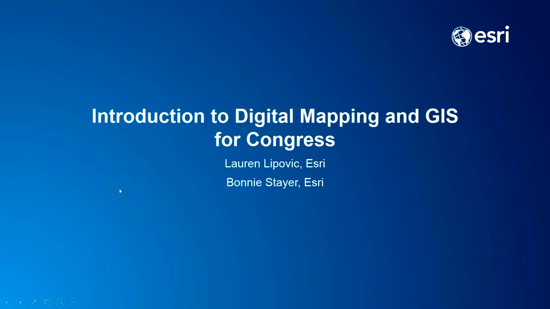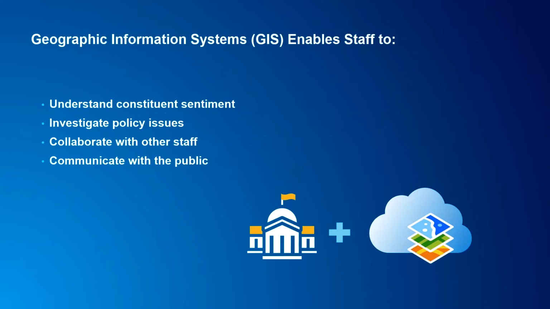Thanks, Lauren. As Lauren said, my name is Bonnie Stayer, and this is the Introduction to Digital Mapping and GIS for Congress. To start off, Geographic Information Systems, or GIS, enables congressional staff to do a number of things. One of those things is understand constituent sentiment. Others include investigating policy issues, collaborating with other staff around maps, and communicating with the public or the press or your constituents using maps. We'll dive into each one of these concepts in a little bit more detail.